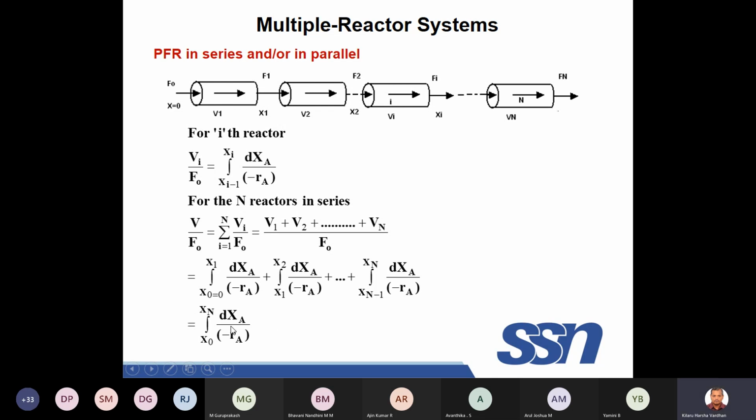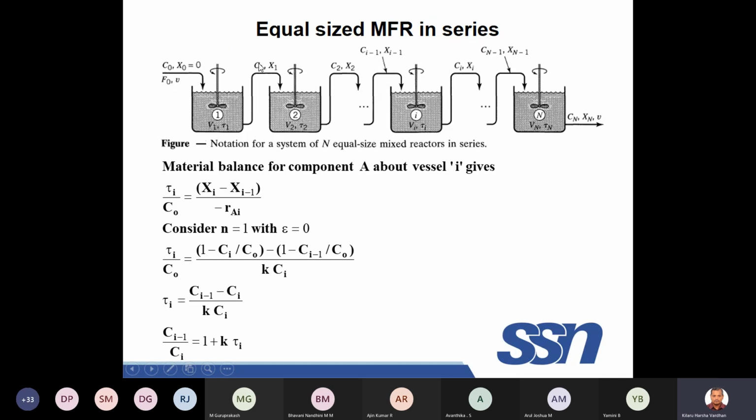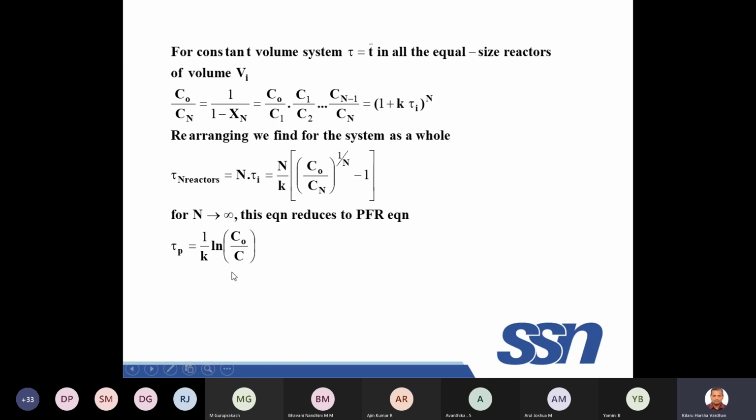But here this is a surprising result. You are having MFRs in series, but the result is going to be a PFR of one reactor. How can you explain this, or how can you visualize this? Okay, I can show you some graphs, but does it make sense? That is the important thing.